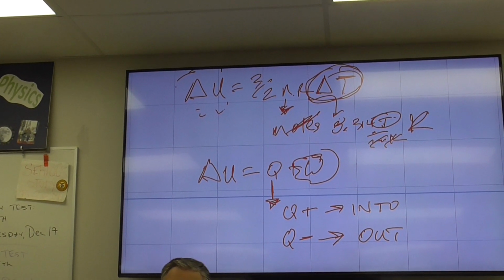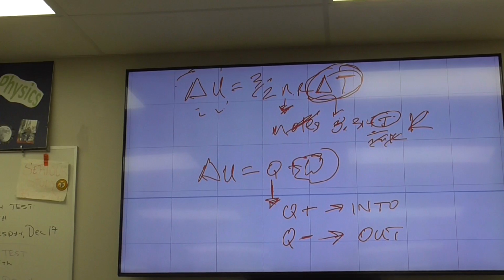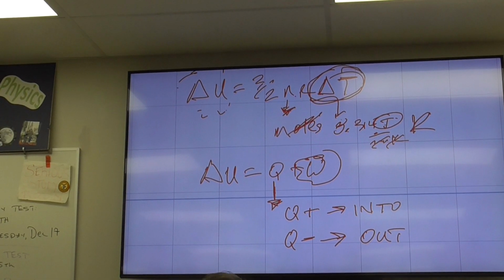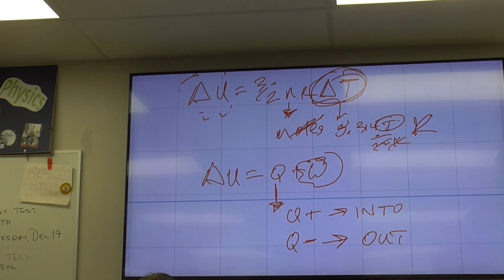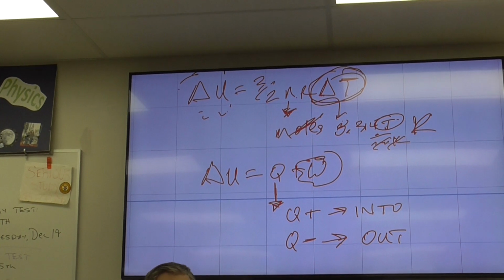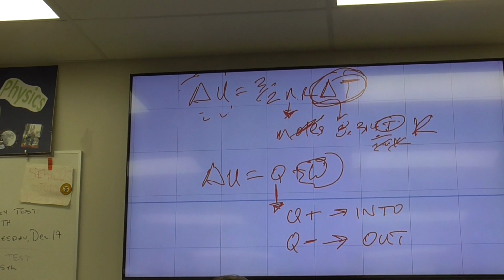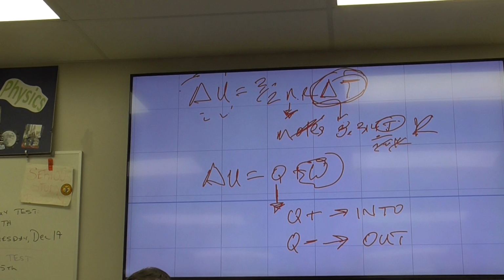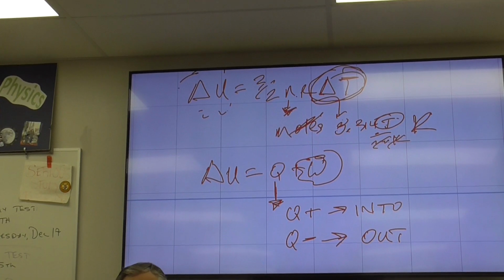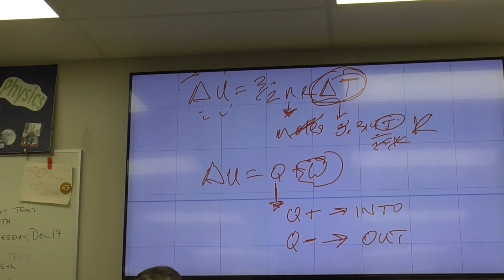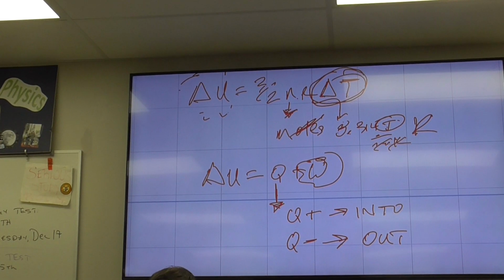Now, work, oddly enough, could be positive or negative, depending upon the situation. And that's what we're going to go through in terms of the algebra in just a second. Actually, it's the calculus, but we'll get to that later. So here's the basic idea of work. Work can be positive or negative, depending upon if the volume is getting bigger or if the volume is getting smaller. Cool with that?